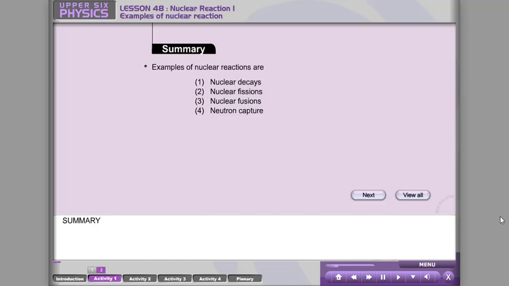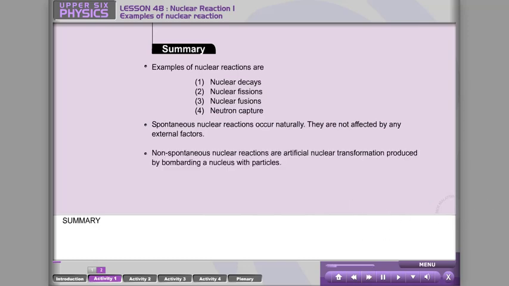Summary. Examples of nuclear reactions are 1. Nuclear decays, 2. Nuclear fissions, 3. Nuclear fusions, 4. Neutron capture. Spontaneous nuclear reactions occur naturally. They are not affected by any external factors. Non-spontaneous nuclear reactions are artificial nuclear transformation produced by bombarding a nucleus with particles.